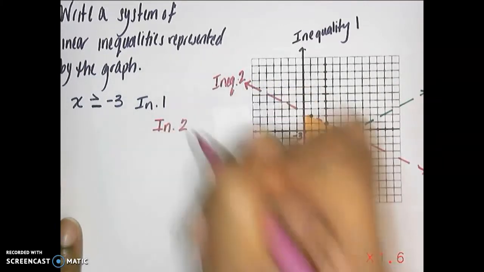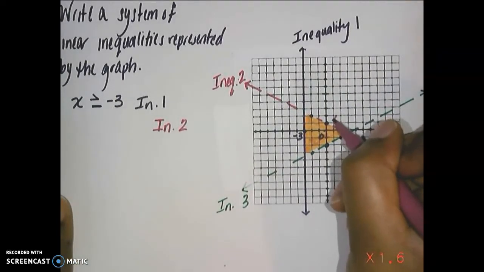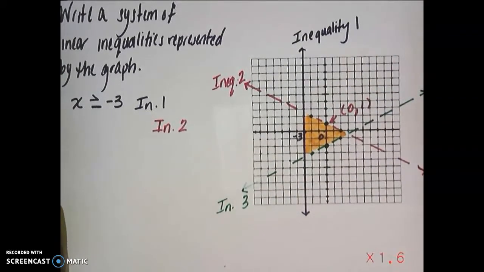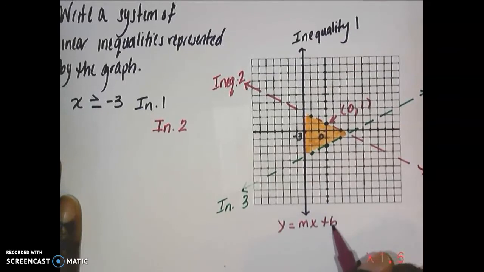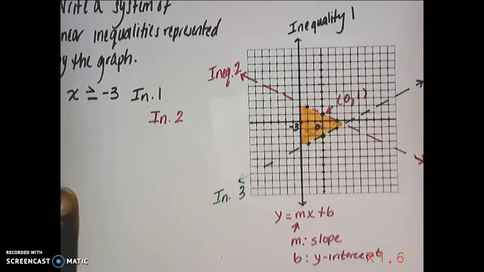Now, for inequality number 2. I know that this point right in here is at 0, 1. And since that point is at 0, 1, I know that the y-intercept must be 1. So here's some things that I had before down below that you can consider. If I'm going to write this in slope-intercept form, then I have to know that my slope is my rise over run, and b is going to be my y-intercept.